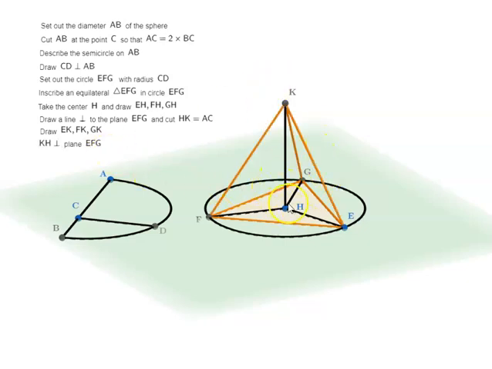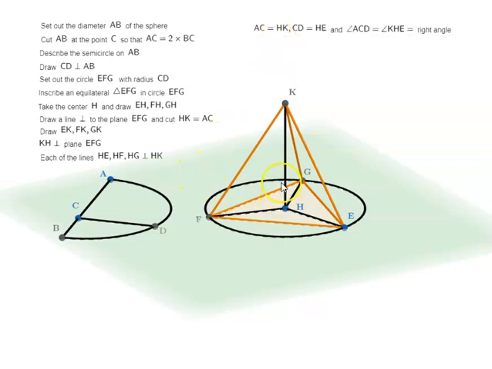KH is perpendicular to the plane EFG, which means that each of the lines HE, HF and HG are perpendicular to HK. Why? Because HE, HF and HG lie in the plane EFG and they touch the line HK, which is perpendicular to the plane in which these lines exist.